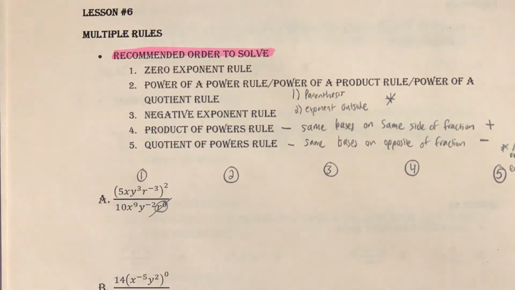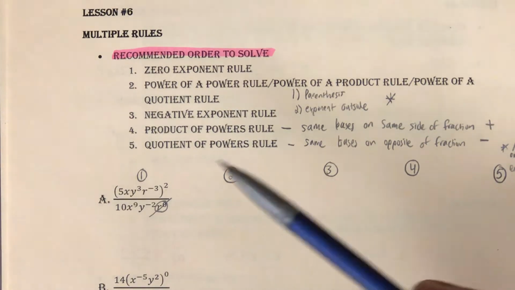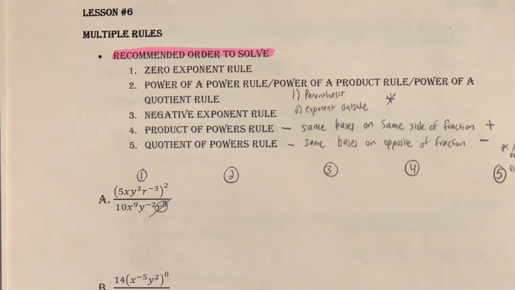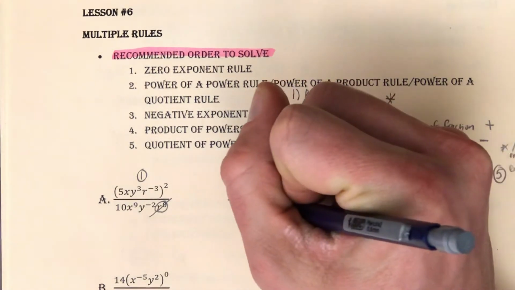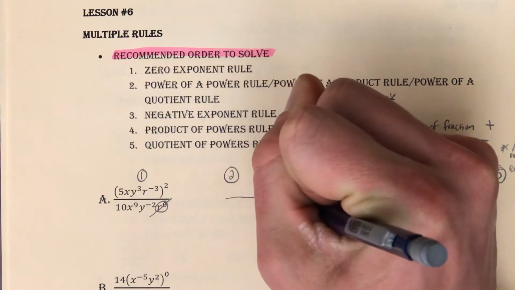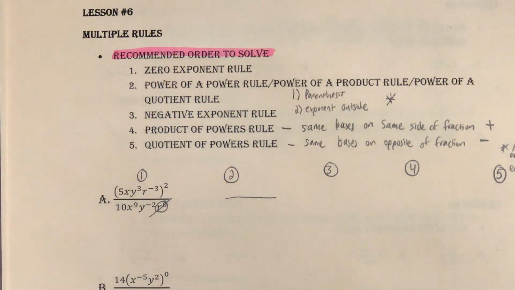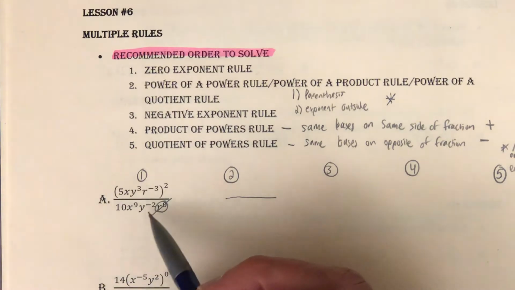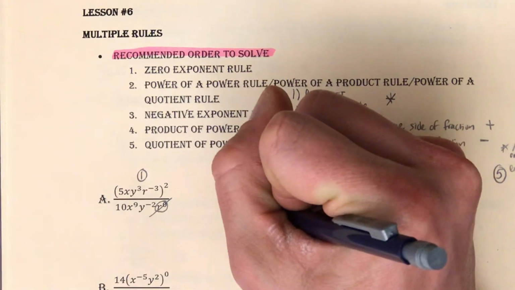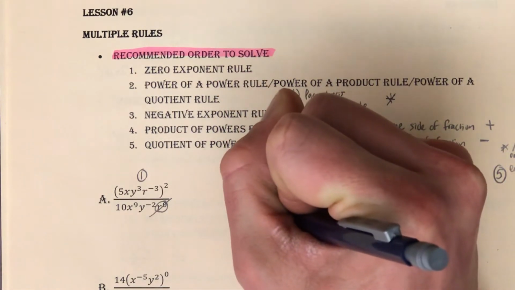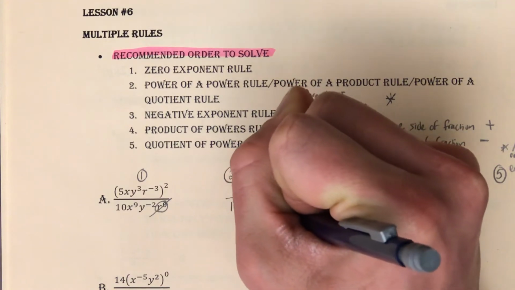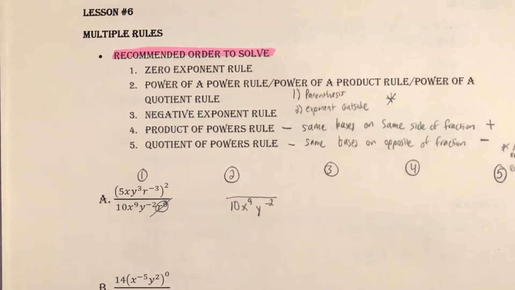So I look and see, do I have any parentheses with an exponent outside? I do, and that is on the top of my fraction, which means that I'm going to use those rules. Now, the bottom of the fraction does not have a parenthesis around it. It is on its own, so it is not going to change at all. So at this spot, underneath the number 2, I'm going to rewrite my exponential expression. Now, again, the bottom doesn't have any parentheses, so I'm going to leave it as is. 10 x to the 9th, and then y to the negative 2.